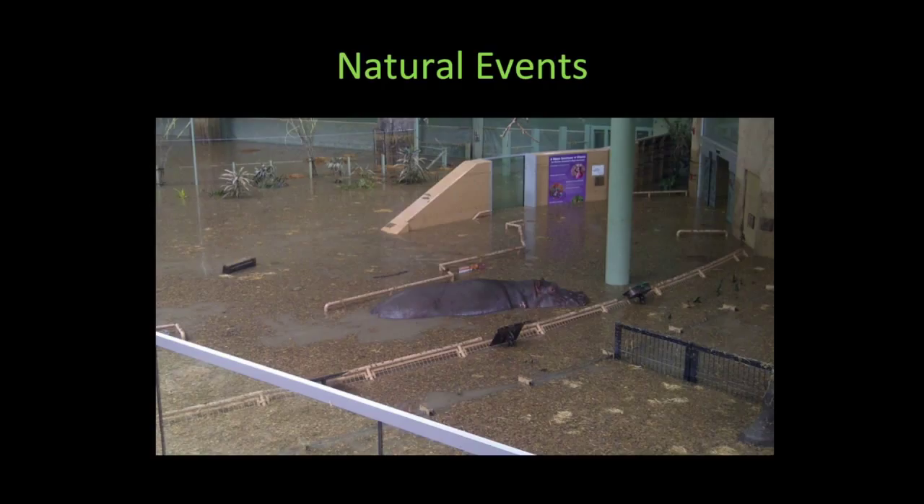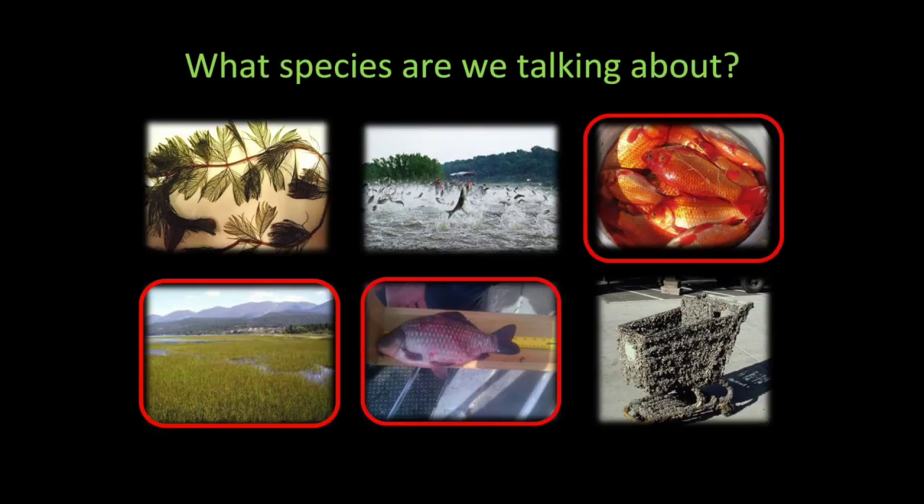And then there's also natural events. So this is a Calgary flood. So hippos aren't invasive species, but who knows, right? That flood washed out a lot of basements, and people often have aquariums in their basements, and those aquariums could release the fish and spread a species that way. Yeah, it's possible. So what species are we talking about?